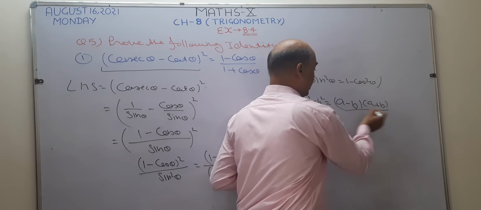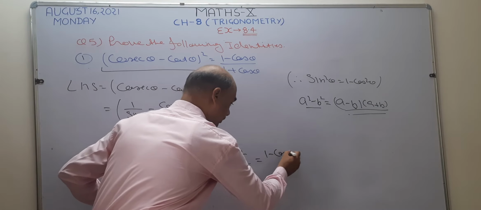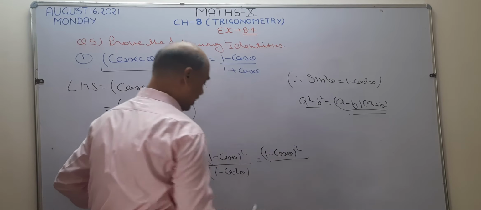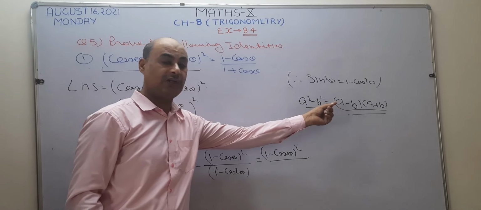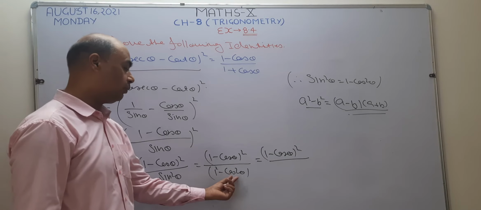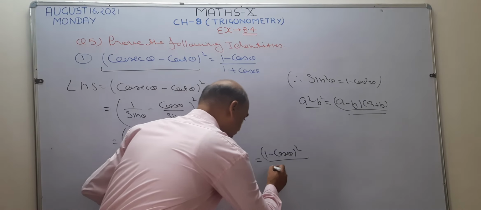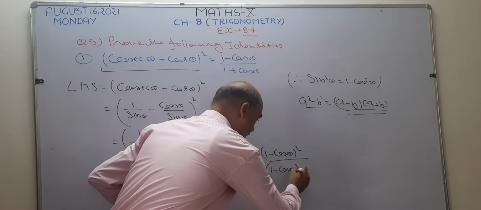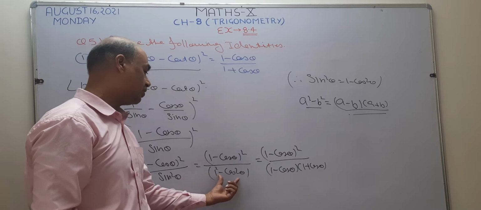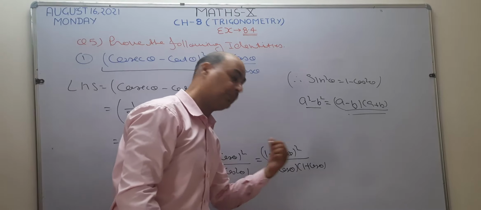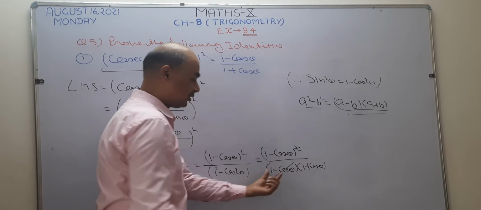Now I am going to use this identity in the denominator part. First, numerator is going to remain same. 1 minus cos theta and its whole square is going to remain same. This is your a, this is your b. Using this identity, this becomes a minus b and a plus b. What is a? 1. What is b? Cos. So this becomes 1 minus cos theta and 1 plus cos theta. By using this identity, instead of 1 square minus cos square, I write 1 minus cos theta and 1 plus cos theta. Okay. Now see, square is there, so this square is going to cancel with 1 minus cos theta.